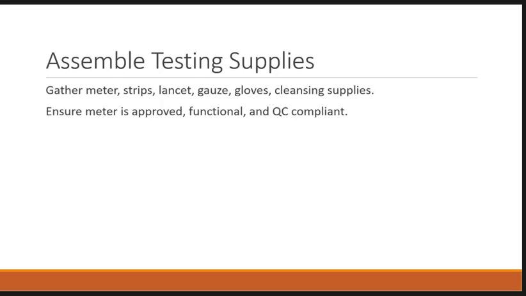Before testing begins, the nurse should gather all necessary supplies, including the gloves, lancet, alcohol pad if that's required, gauze, glucose test strips, and the glucose meter. So having everything assembled prevents you from scrambling around at the last minute when you realize you've forgotten something. The meter should be inspected to ensure it is functioning properly, approved for patient testing, and has successfully completed any required quality checks, including quality control.